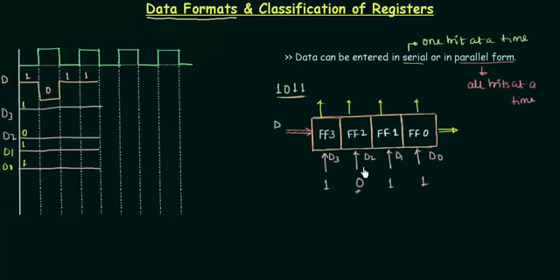And also this serial form is called the temporal code, and the parallel form is called the spatial code. Okay, so this is all about the data formats, and you will understand it more when you study the different types of registers available to us. I'm just leaving the data formats here, and I will start with the classification of the registers.